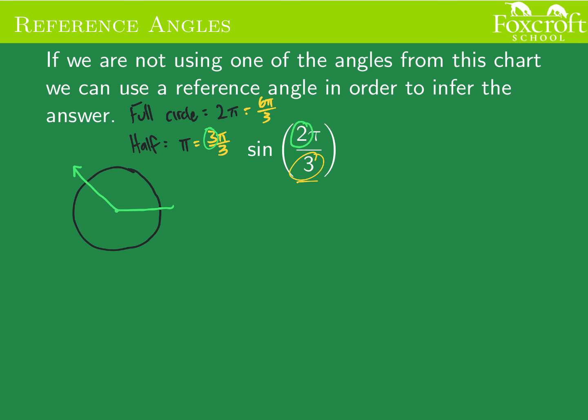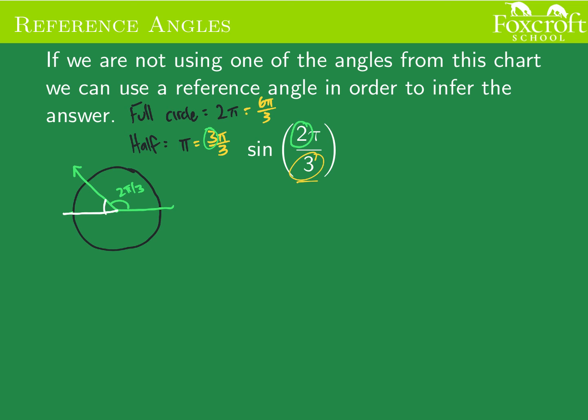I guess the half circle would get me to here. I'm a little bit less than that. All right, so this is the angle I care about, 2 pi over 3. And then I'm going to make something called a reference angle, which is the piece that I'm missing between that angle and the x-axis.